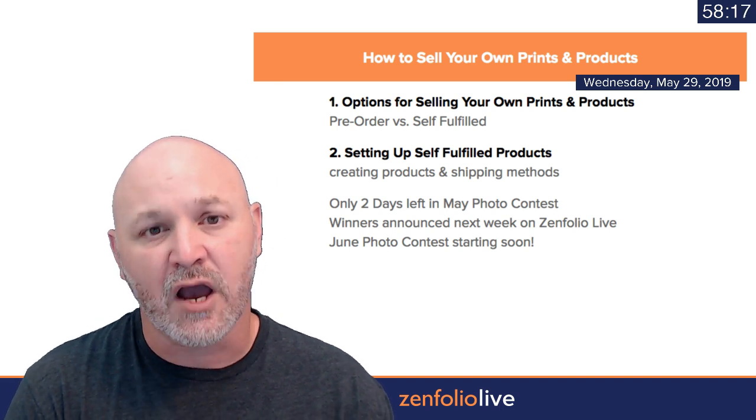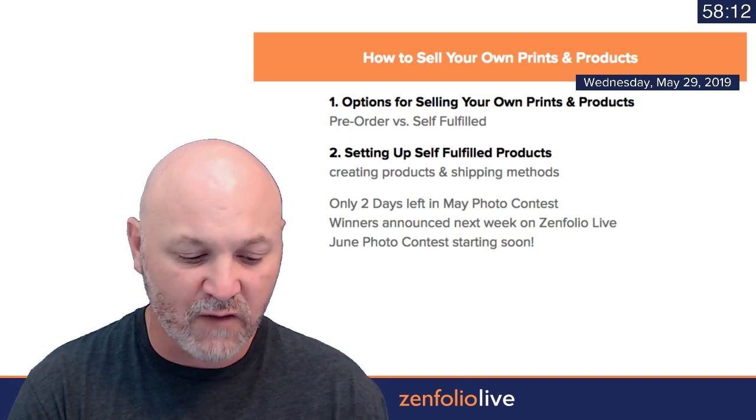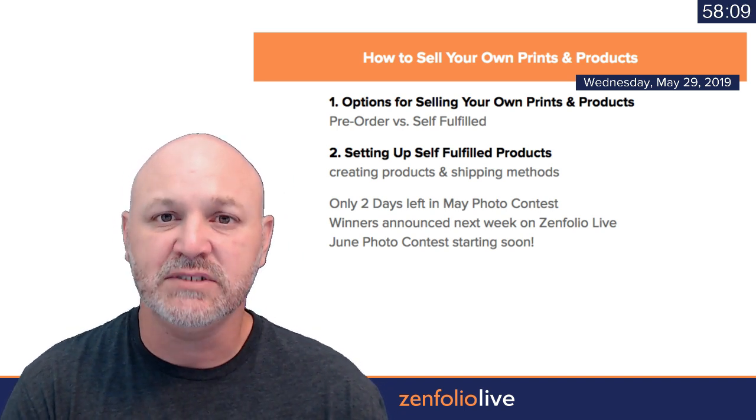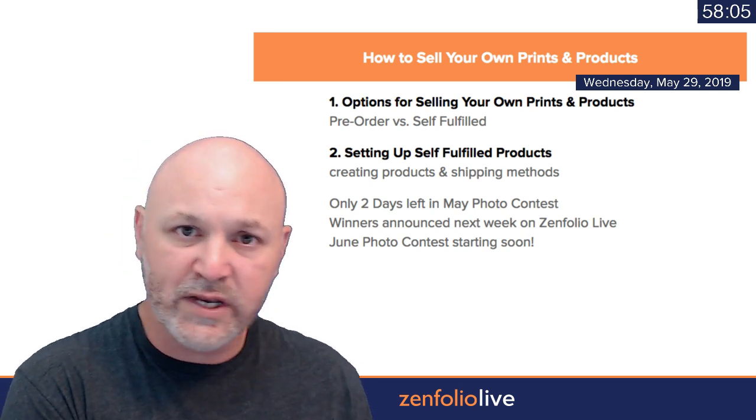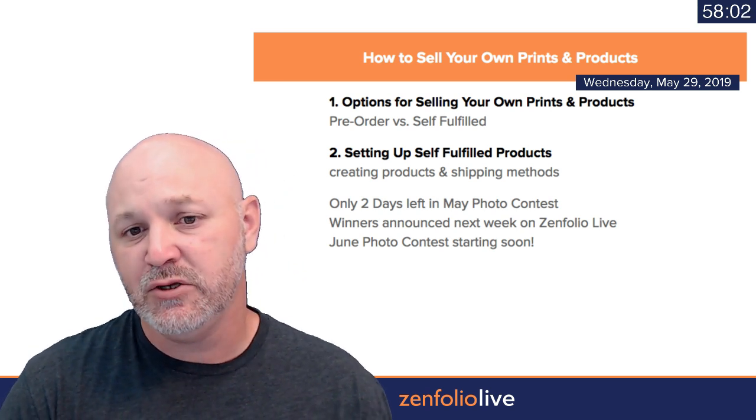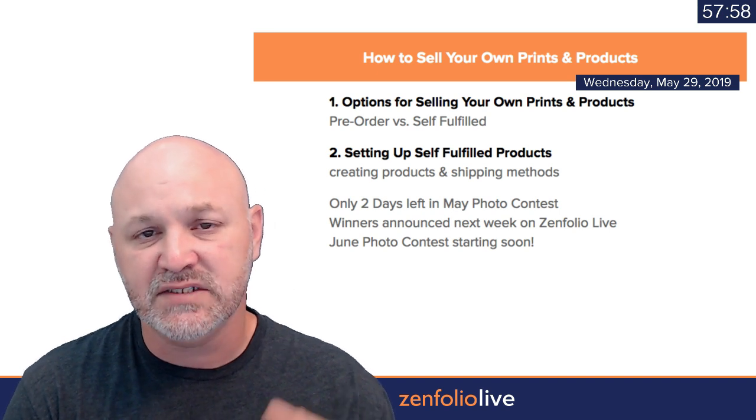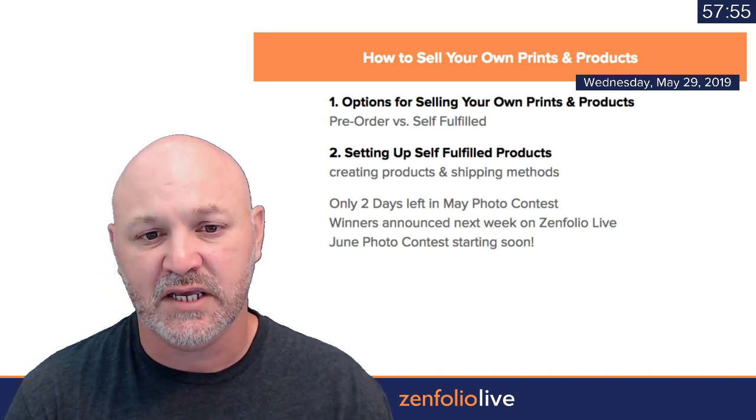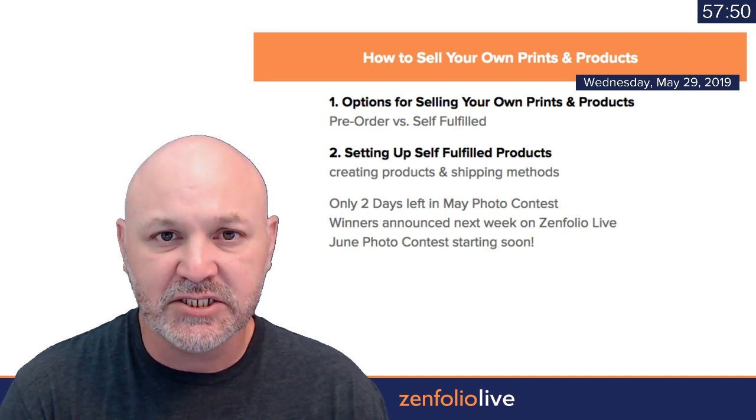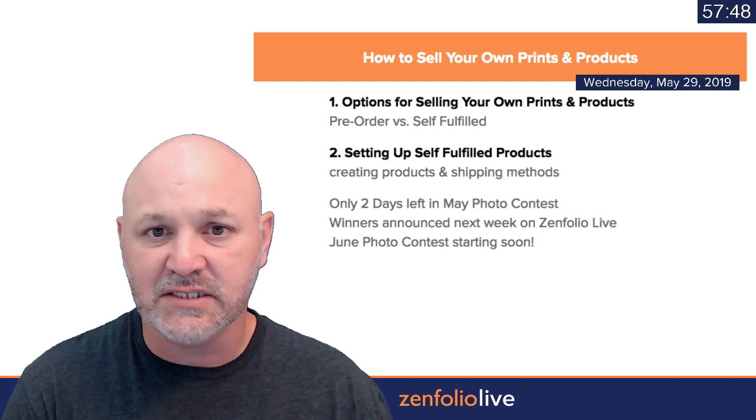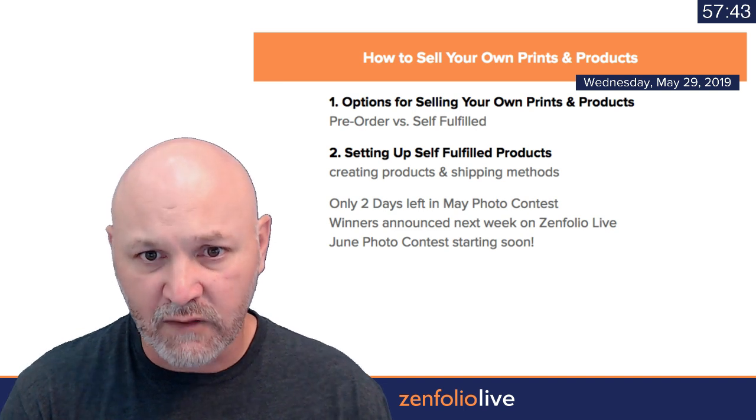So first, we're going to go through the options that you have for selling your own prints and products through Zenfolio. You have pre-order, and then you have the actual self-fulfillment feature. We're going to talk about each one, and I'm going to explain when you should use pre-order versus when you should use self-fulfilled products. Then we're actually going to go through the process of setting up self-fulfilled products. So I'm going to take you through creating the products, creating shipping methods, creating packages, bringing those together on a price list, and actually making that stuff available for your clients to purchase. So we're going to go through all of that today.